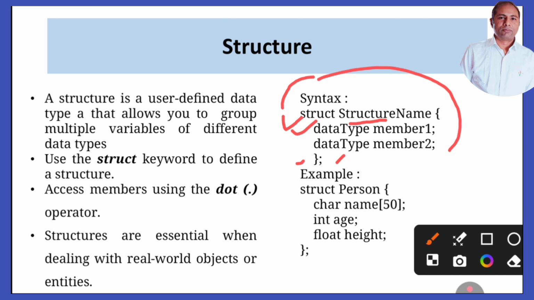We can take an example where we want a person's data: the name of the person, the age of the person, and the height of the person. We write the struct keyword, then make the structure with the name person, then curly braces, then char name with an approximate size for the number of characters in the name, then int age, then height. This is how we can make the structure in C.